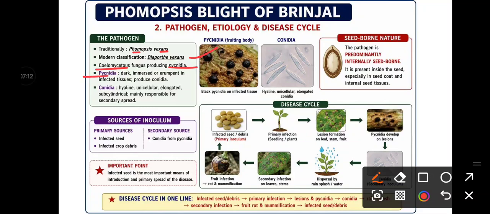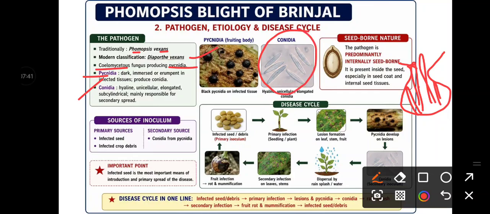Pycnidia is an asexual fruiting body that produces pycniospores or conidia. These are generally flask-shaped structures where conidia are formed. So about the conidia: conidia are unicellular, elongated, subcylindrical and responsible for the secondary spread.